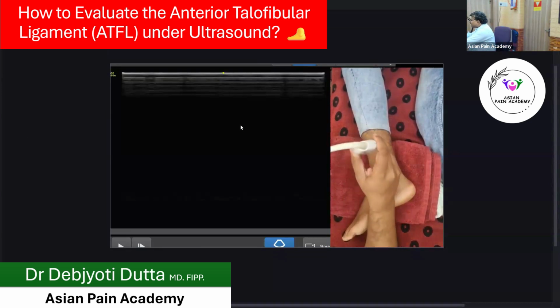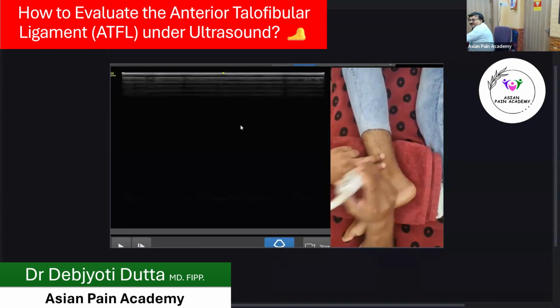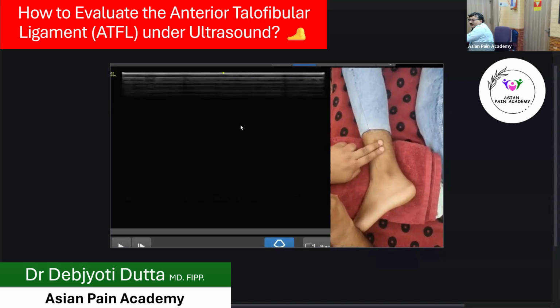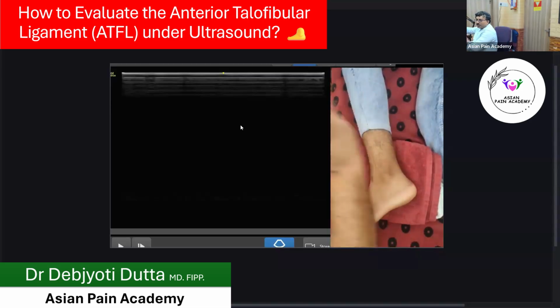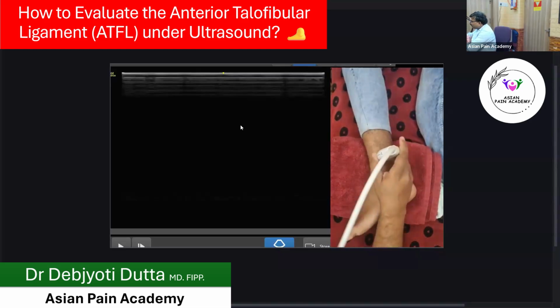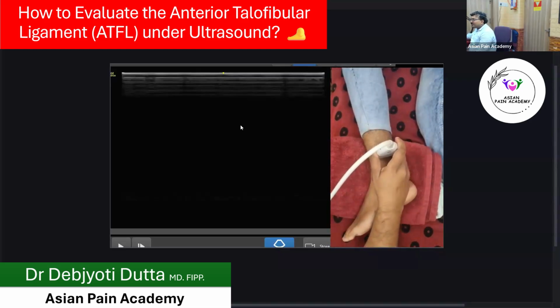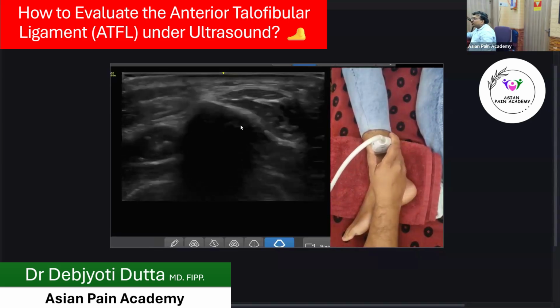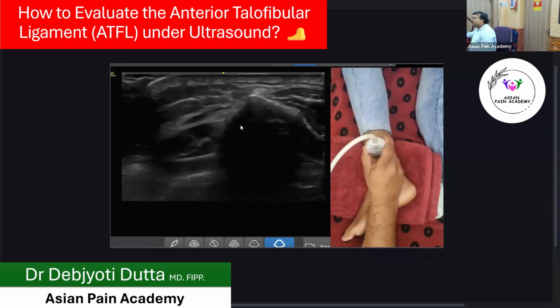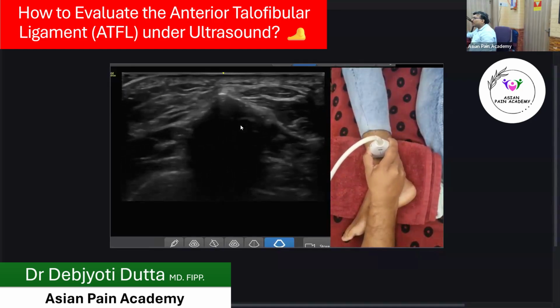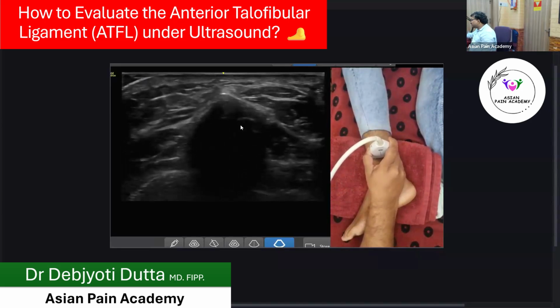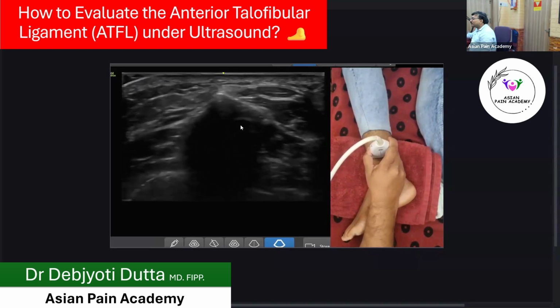So let's start our scanning from this bone. Can you see this? This is the fibula. If you put the probe just above the fibula, we'll be able to see this structure. Just 1 second, let me unfreeze. Over the fibula, there is a specific look which is known as the shark fin appearance. So we can see the shark fin appearance of the fibula.